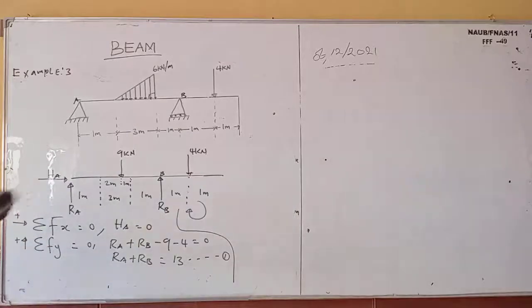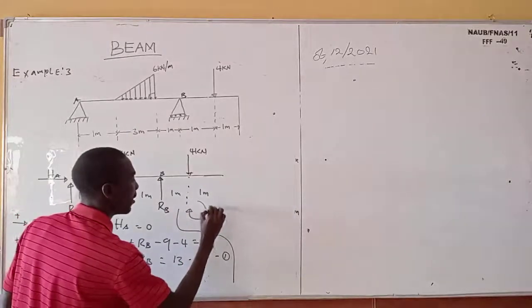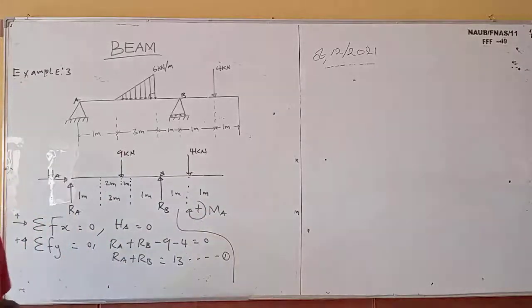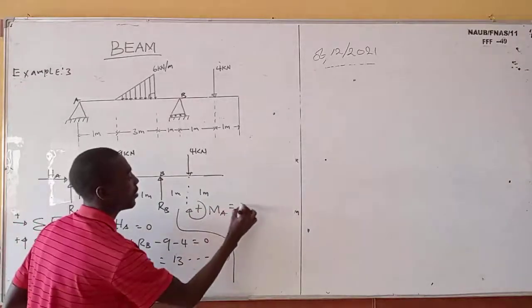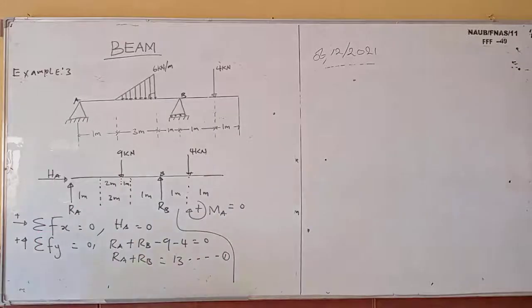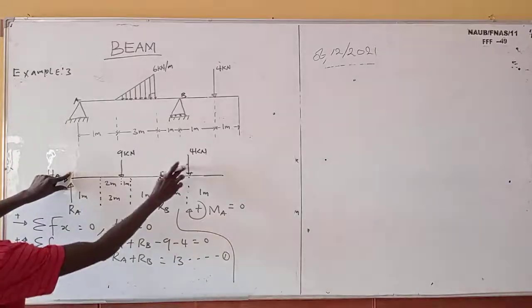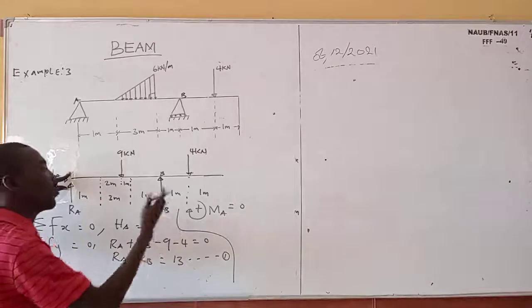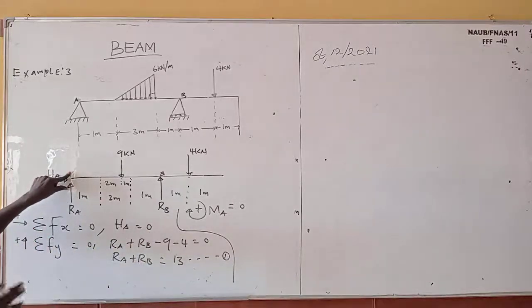So when we say clockwise moment about A, let's say our clockwise should be positive. So sum of moment should be equal to zero. You get that? So now this is our point A. And how many forces are we having? We are having 1, 2, and 3. And we say clockwise moment should be positive. So let me explain this, because many students do have problems with this.